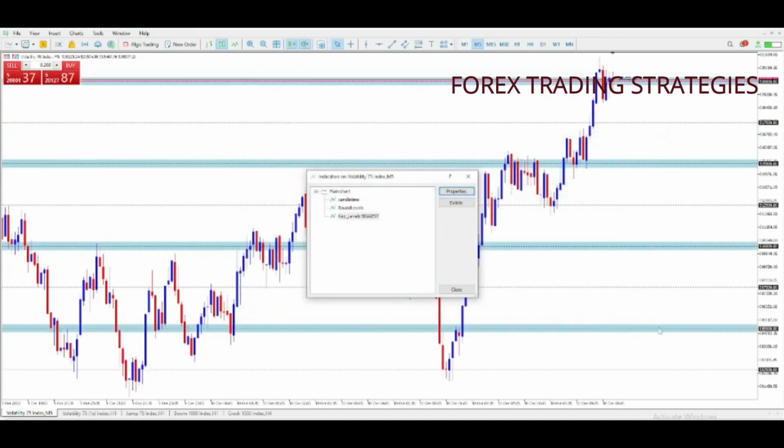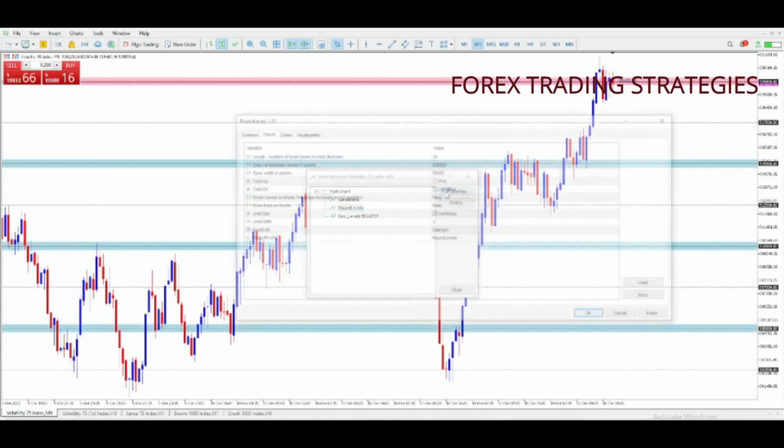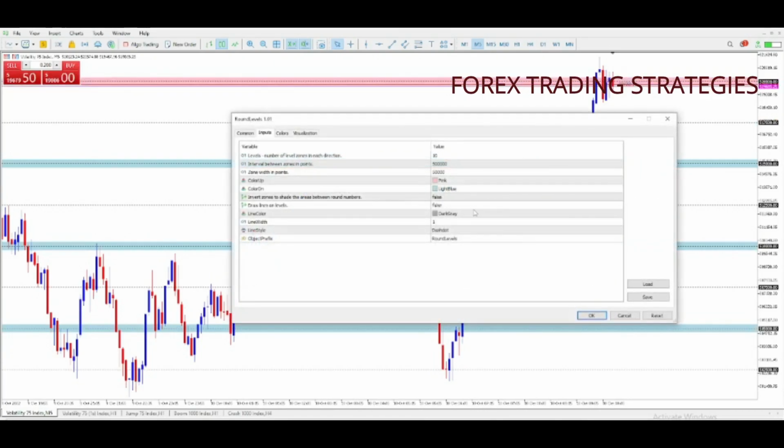Then you just say okay, and we have our round levels indicator. I love this round level indicator. When you place it on your chart, you are going to have 10 levels. Then the interval between zones in points, you are going to set it at 500,000. Then zone width in points, you are going to set it at 50,000.